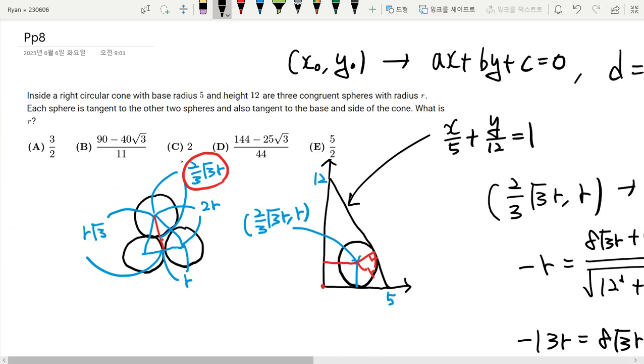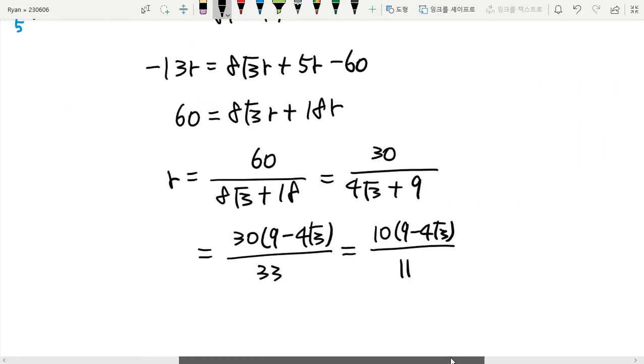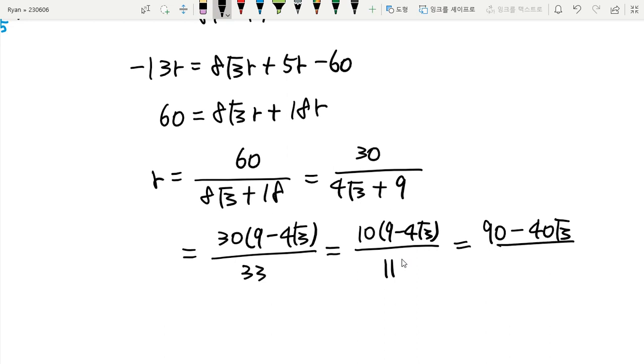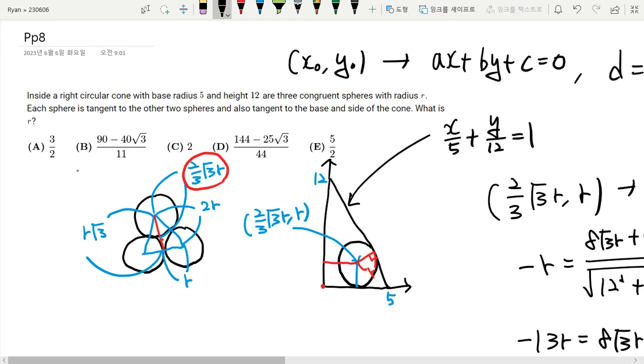Yep, so from the choices, which one is the same as this value? When you open the parenthesis, the numerator is 90 minus 40 times square root of 3, divided by 11. So, yep, b has the denominator of 11, so the answer is b.